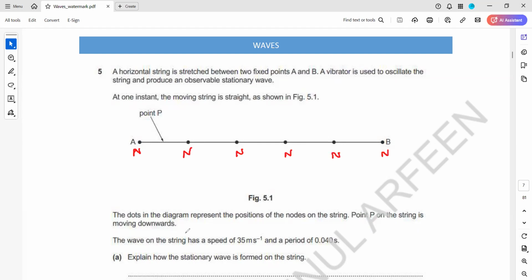The wave on the string has a speed of 35 meters per second with a period of 0.04. Like in 0.04 seconds, it completes one oscillation.